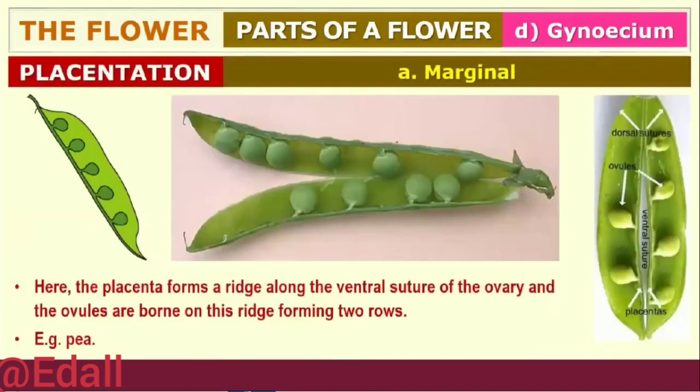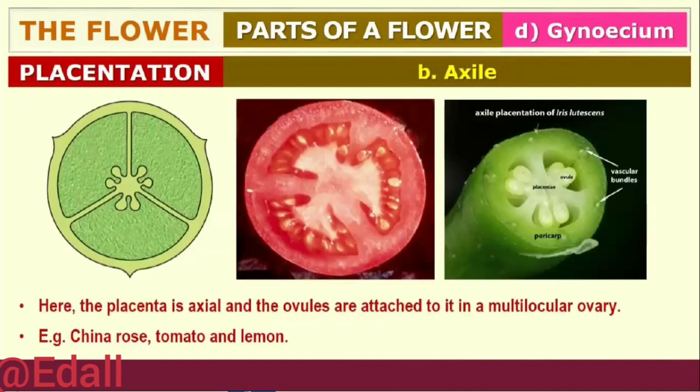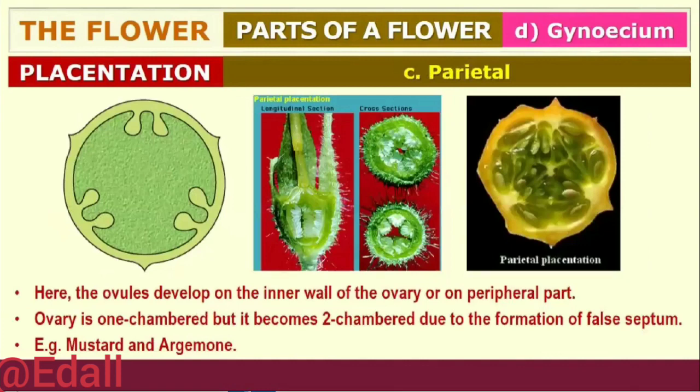In marginal placentation, the placenta forms a ridge along the ventral suture of the ovary and the ovules are borne on this ridge, forming 2 rows, as in pea. When the placenta is axial and the ovules are attached to it in a multilocular ovary, the placentation is said to be axial, as in China rose, tomato and lemon. In parietal placentation, the ovules develop on the inner wall of the ovary or on the peripheral part. Ovary is 1-chambered but it becomes 2-chambered due to the formation of the false septum, for example, mustard and argemone.